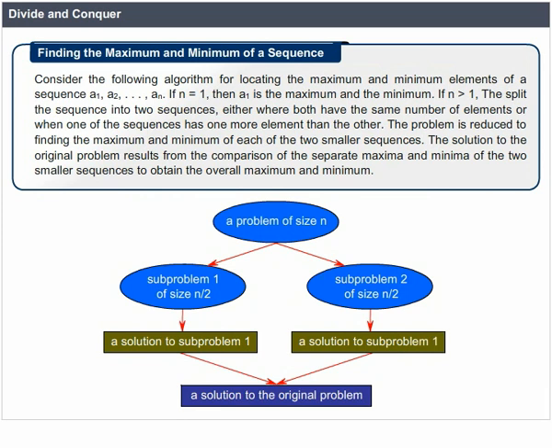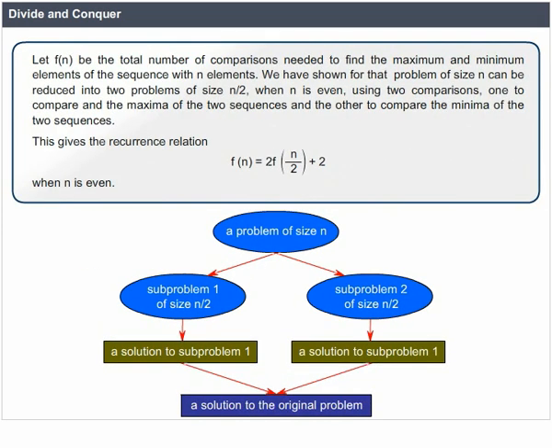Let f(n) be the total number of comparisons needed to find the maximum and minimum elements of the sequence with n elements. We have shown that a problem of size n can be reduced into two problems of size n/2. When n is even, two comparisons are used, one to compare the maxima of the two sequences and the other to compare the minima of the two sequences. This gives the recurrence relation f(n) = 2f(n/2) + 2 when n is even.